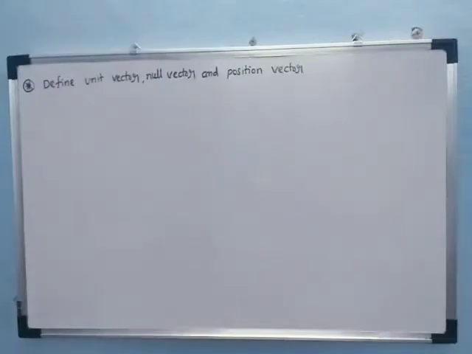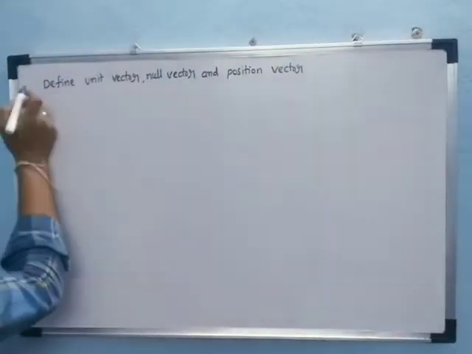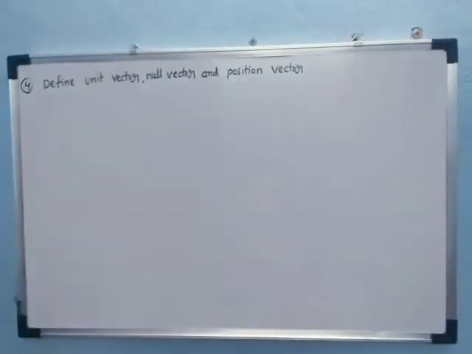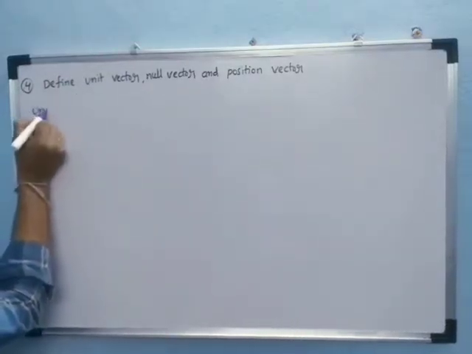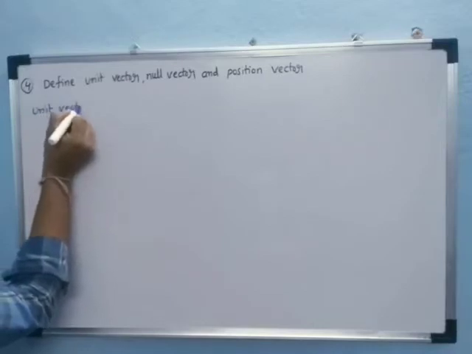The next question, number 4: define unit vector, null vector and position vector. So first we are discussing the unit vector.